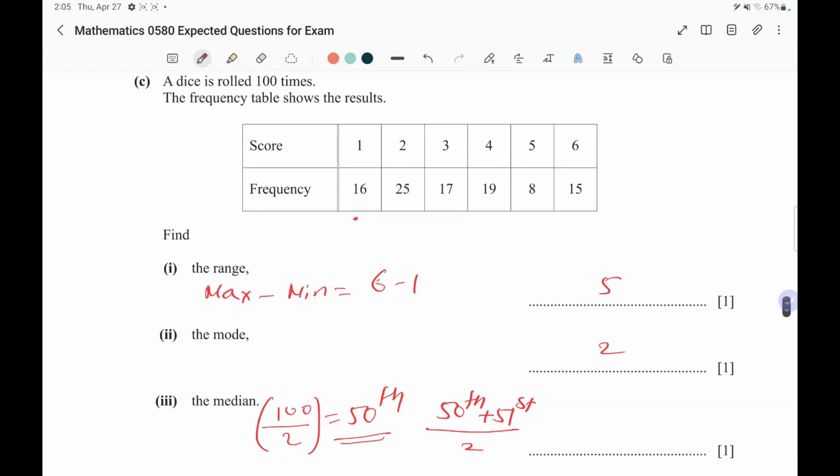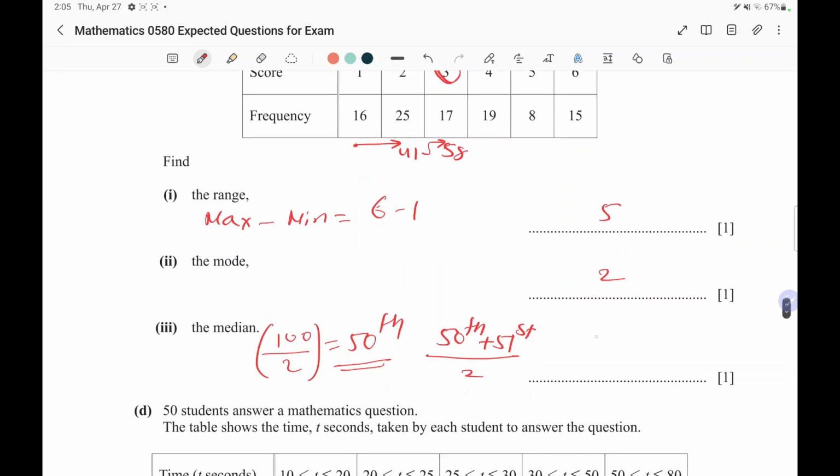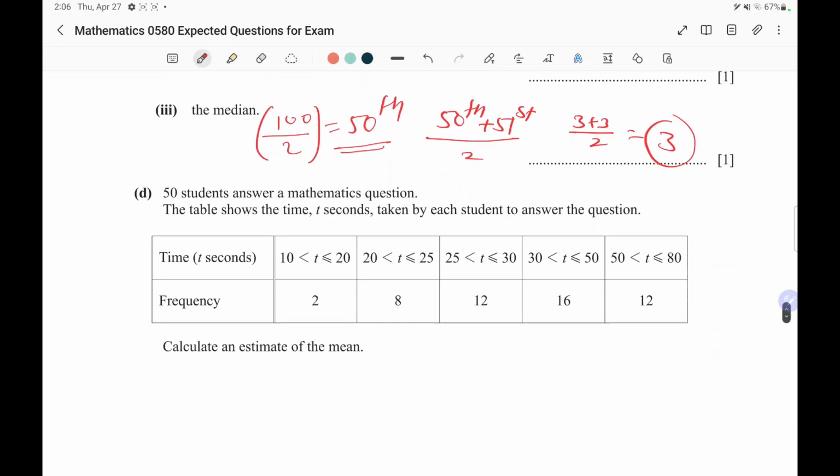So up to 16 it is 1, then 16 plus 25, this is 41. Now 41 plus 17, this is 58, right? So the 50th number will be 3 and the 51st number will also be 3. So it should be 3 plus 3 over 2, which is 3.